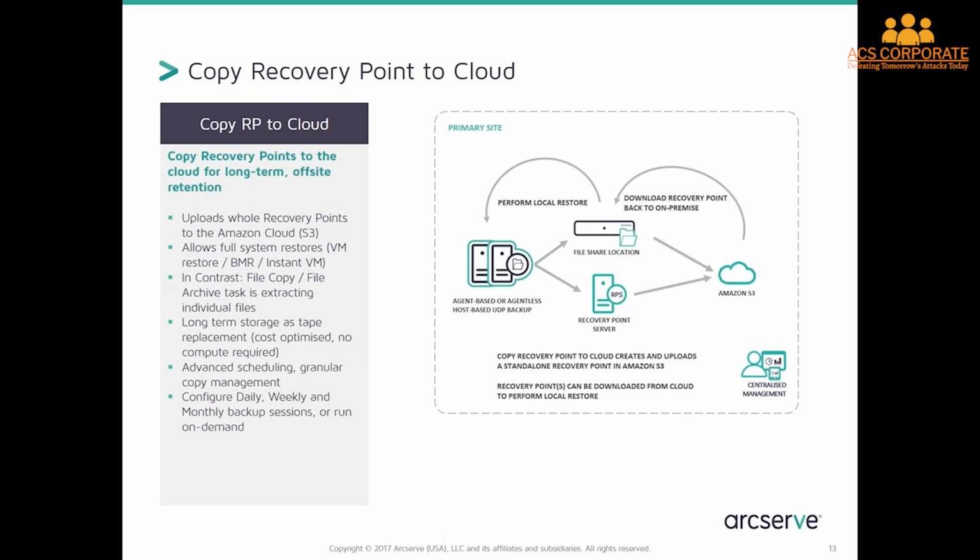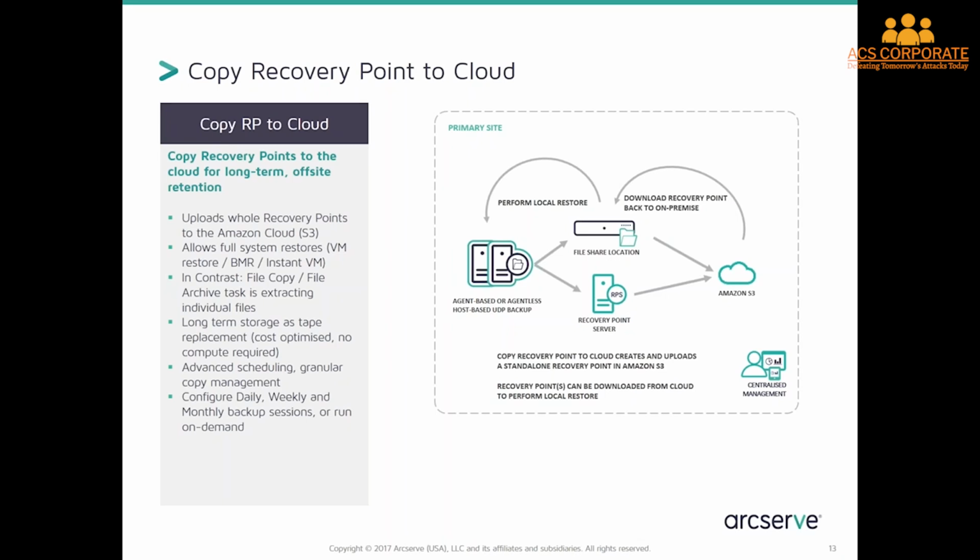What copy recovery point does is it lets you take a particular backup, maybe your daily or weekly or monthly, and it will make that recovery point a standalone recovery point, meaning it's a full recovery point that doesn't need any other fulls or incrementals previous to that. It'll let you copy it to another location. Previously, that was to another drive or to a share. With UDP 6.5, we've also now added the ability to send a copy of that recovery point to Amazon S3.